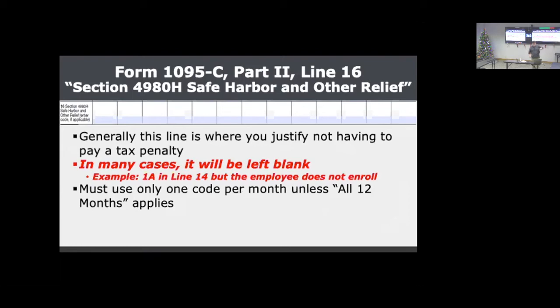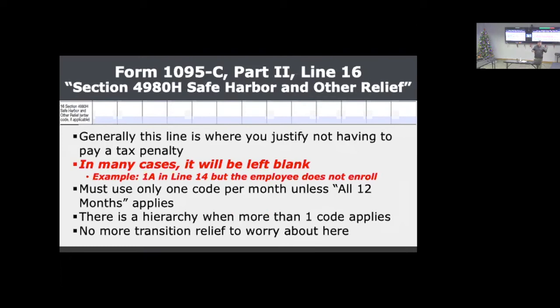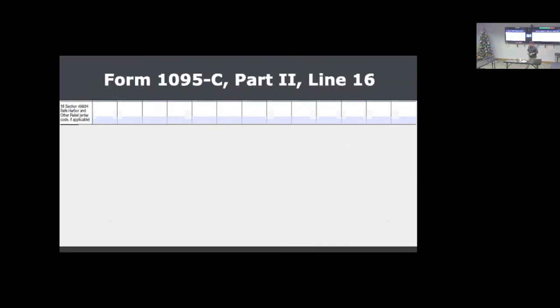And again, unless all 12 months applies, which is possible in these cases, we'll look at that. And there is a hierarchy when more than one code could apply. So if you have somebody on COBRA, or somebody who's in a wait period, like a new teacher who enrolls, but it's August, and they don't start their insurance until September. Now they've enrolled, we made them the offer, but they're not yet getting coverage. There are different codes that could apply there, and we'll go through the hierarchy for when they may overlap. And again, there's no more transition relief to worry about. So I think we have a question here.